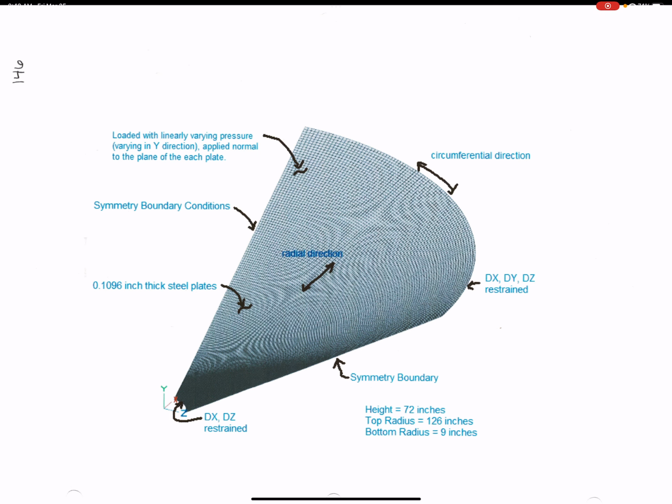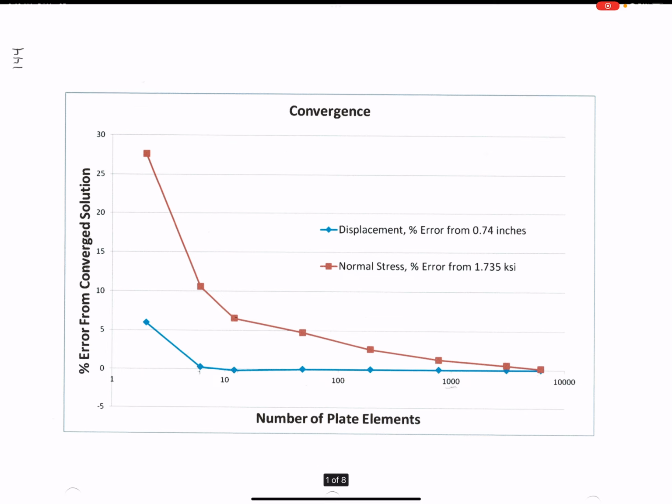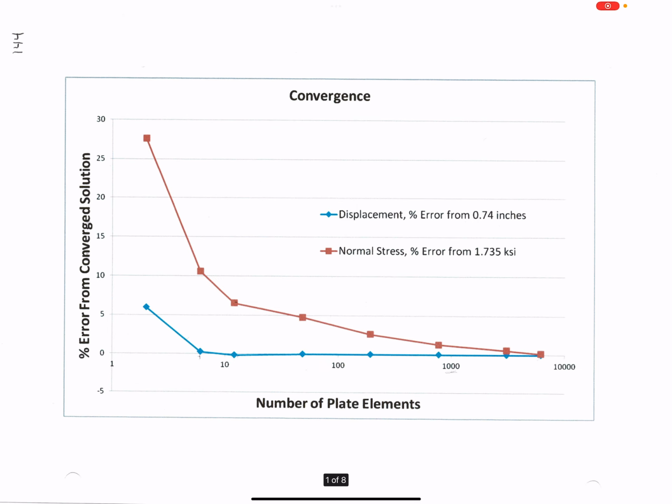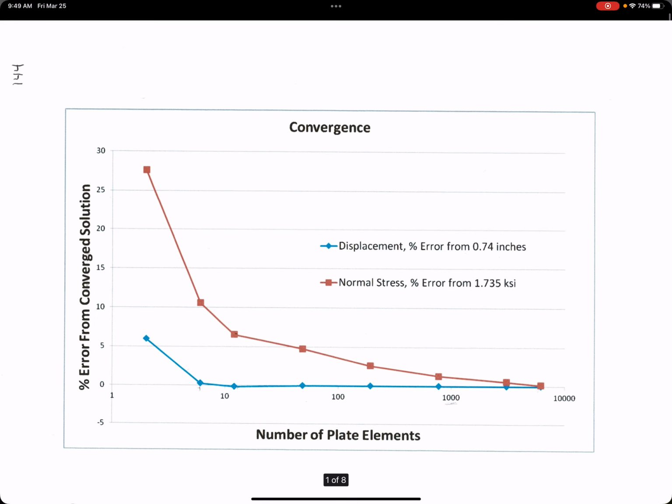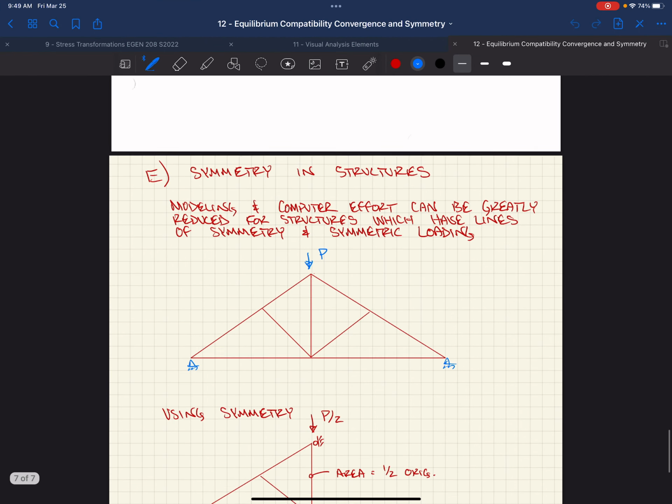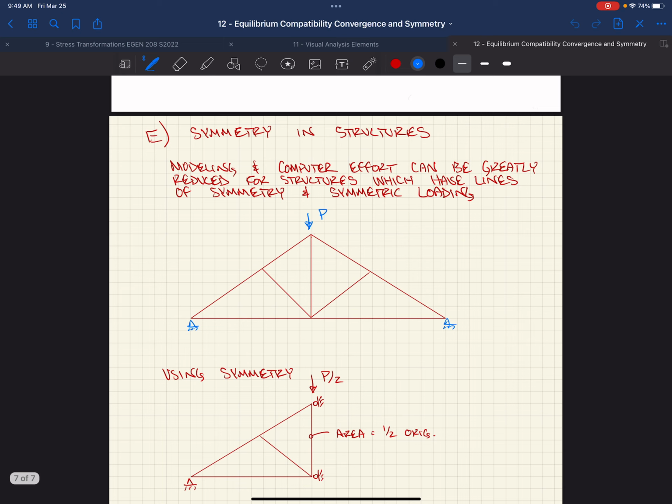The last thing I want to talk about is symmetry. As we know, we want convergence, and for convergence we need more elements. Well, one way to get rid of elements is to look at a structure and say, I don't have to model this entire thing the way it's going to perform. We can add boundary conditions and impose principles of symmetry, so that we can reduce the number of computations that the computer has to do.